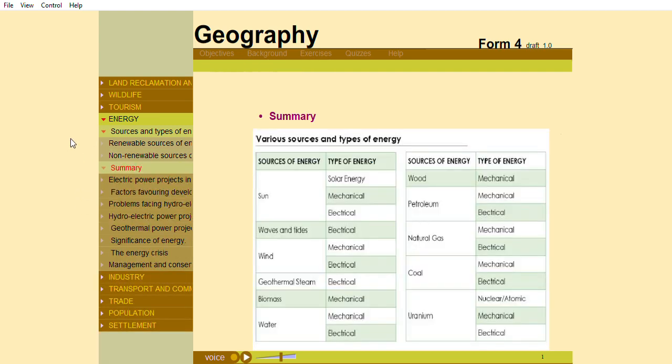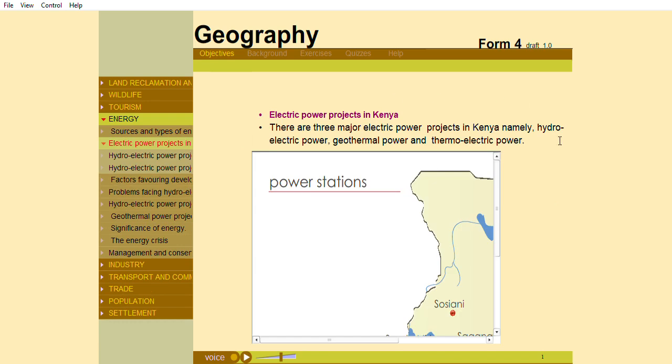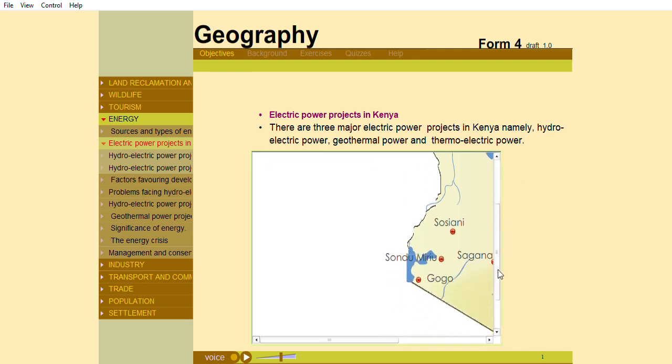The table below should help you understand the difference between sources and types of energy. There are 3 major electric power projects in Kenya, namely hydroelectric power, geothermal power, and thermoelectric power.